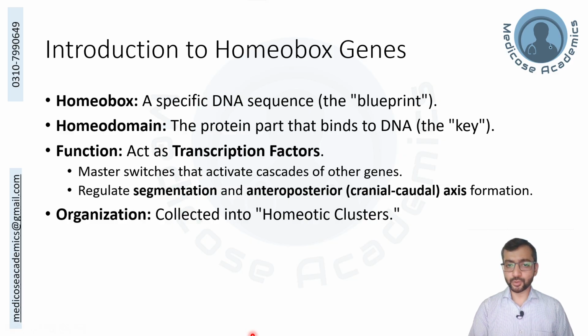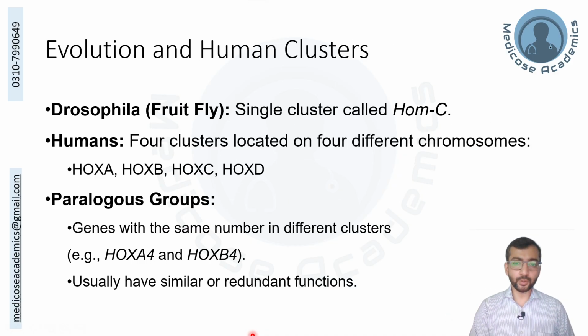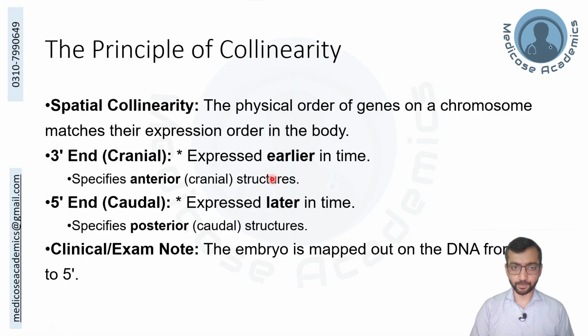So they are arranged into domain homeotic clusters. This was first studied in the Drosophila fly, and after studying in humans, there are four clusters mentioned: A, B, C, D, and for each of them there are 13 genes, homeobox A1 to 13, and all the way B, C, D all have genes 1 to 13. The same-numbered gene on different clusters, like A4 and B4, are called paralogous groups because they have more or less similar, repetitive or redundant function.